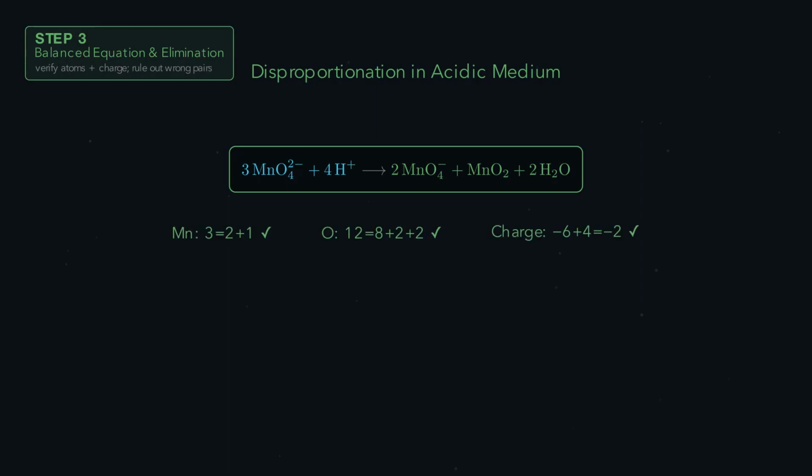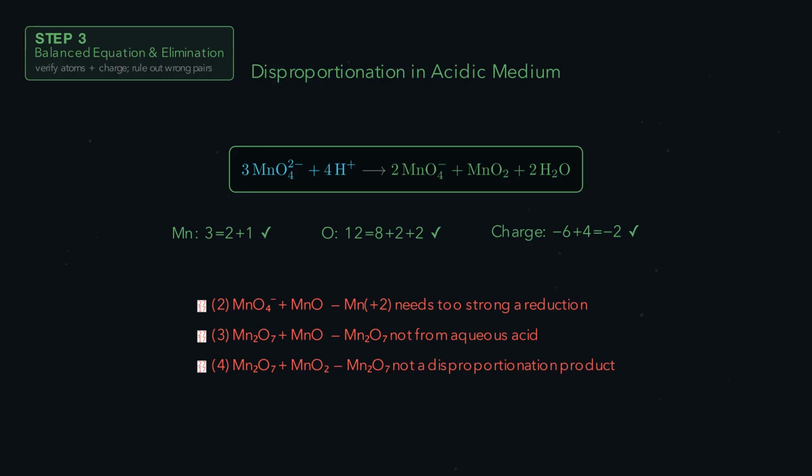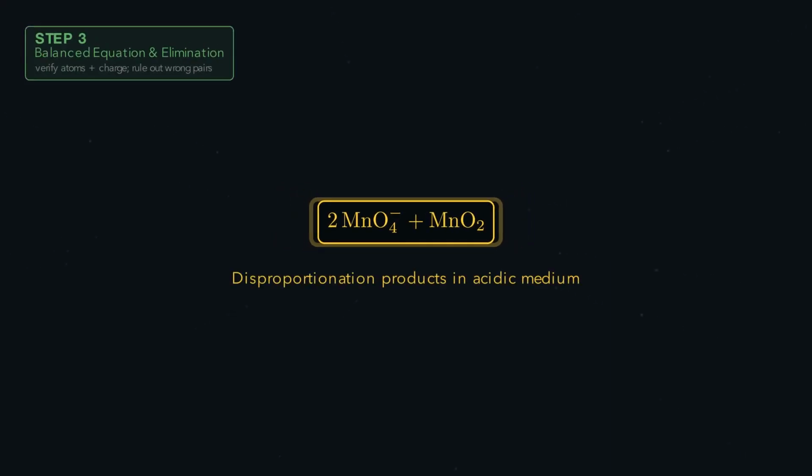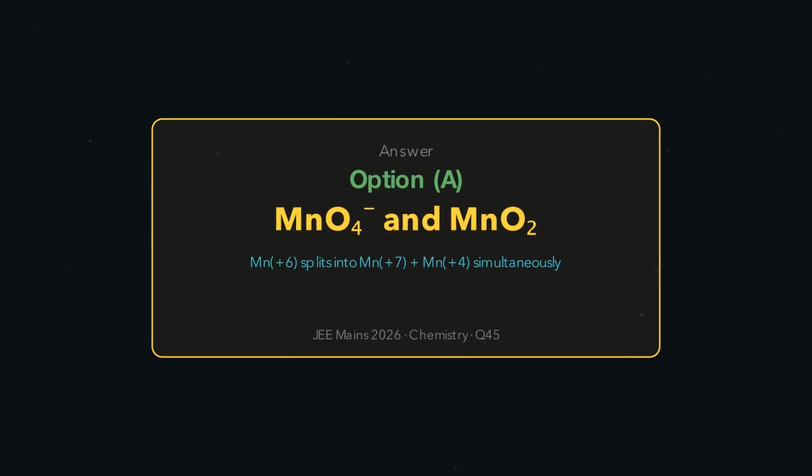Here's the balanced equation in acidic medium. 3 manganate ions plus 4 protons give 2 permanganate ions, 1 MnO2, and 2 water molecules. Options 2, 3, and 4 are wrong. MnO needs manganese at +2, which is too strongly reduced, and Mn2O7 simply does not form in aqueous acidic conditions. So the answer is option 1, permanganate ion and manganese dioxide. Acidic medium drives manganate from +6 toward +7 above and +4 below simultaneously.